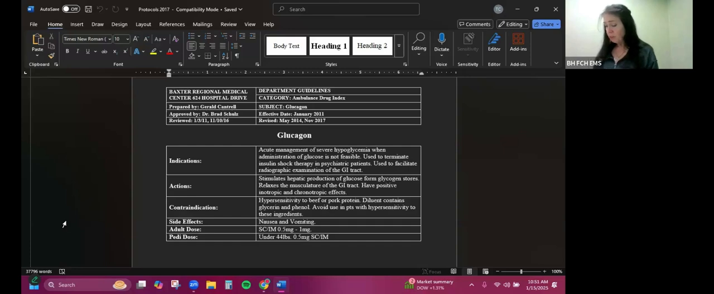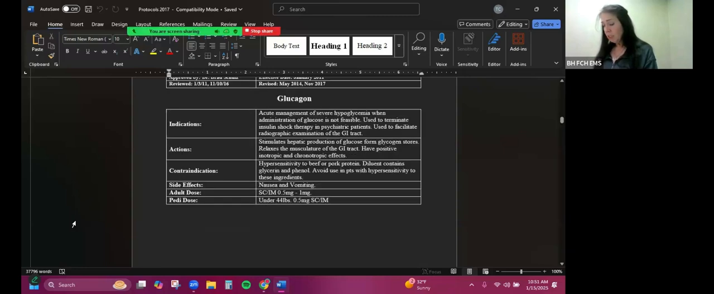Avoid in patients with hypersensitivity to these ingredients. It can cause nausea and vomiting. Sub-Q and IM is 0.5 milligrams to 1 milligram. And of course, your pediatric dose under 44 pounds is 0.5 milligrams sub-Q or IM. So according to this, glucagon is only supposed to be used as a shot, sub-Q and IM.